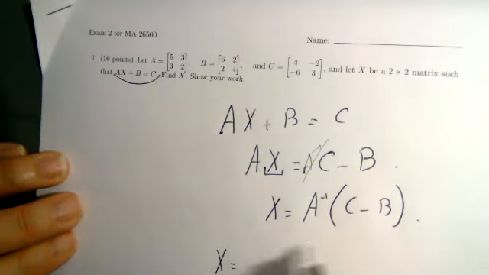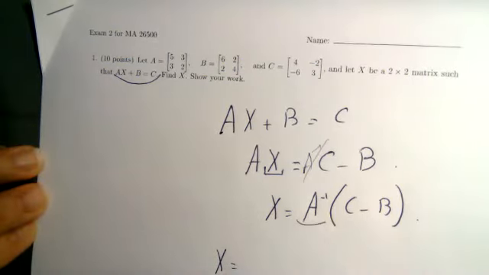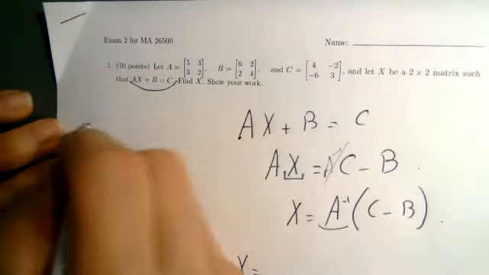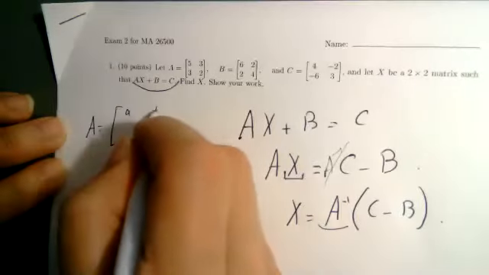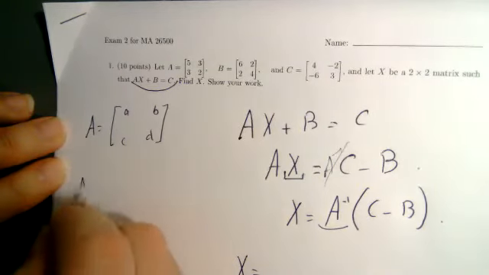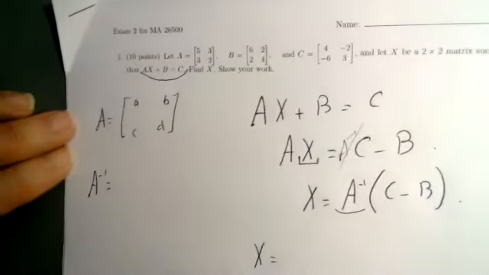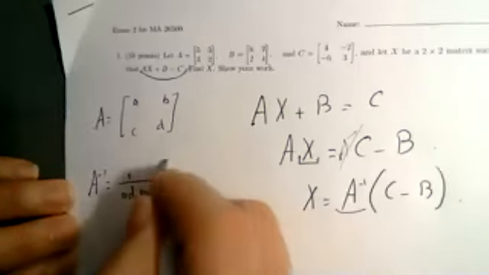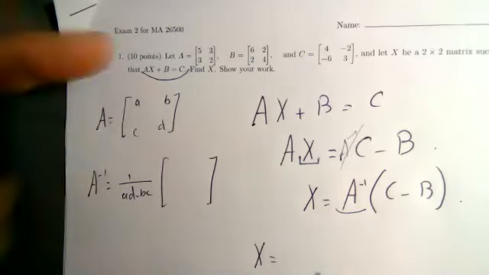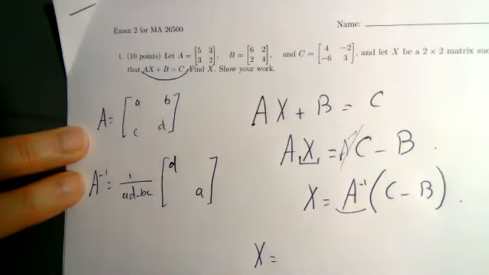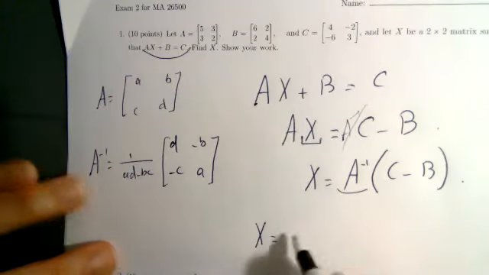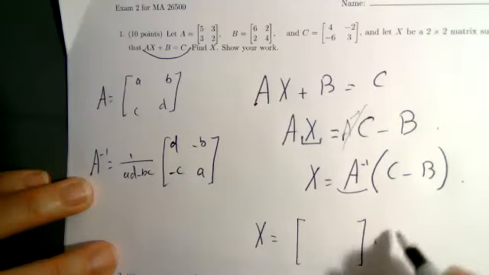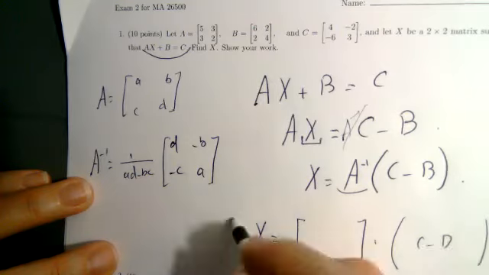A inverse, for a 2 by 2 matrix, only 2 by 2, is easy to find. Just to remind you, if A is a 2 by 2 matrix, you can either use the algorithm or you can use the formula, but it works only for 2 by 2. It doesn't work for anything else. It's usually 1 over AD minus BC, and the diagonal entries get switched, the off-diagonal entries get multiplied by negative. So with this in mind, finding A inverse is going to be very easy, and then you multiply it by C minus B. That's a typical algebra problem that I may give you.